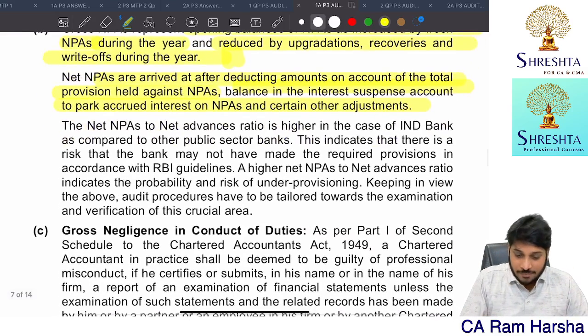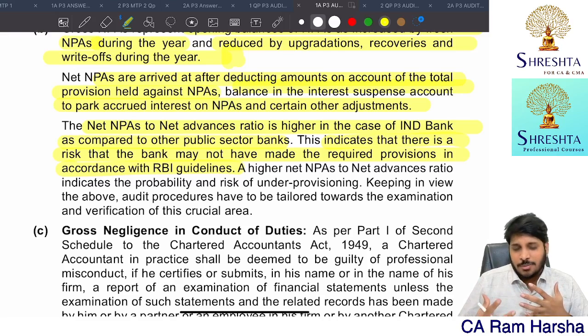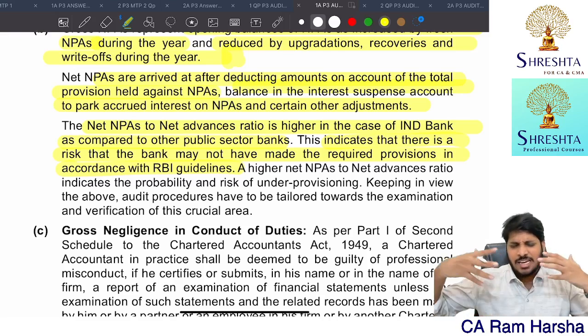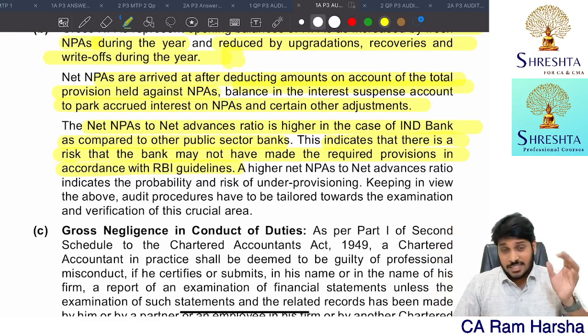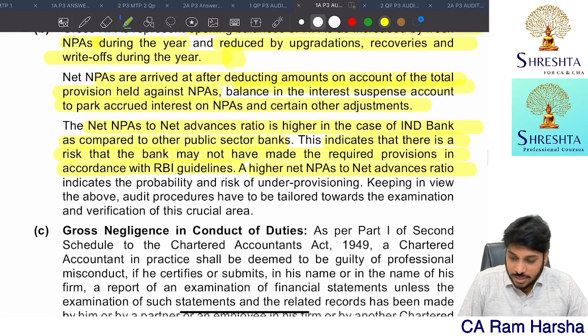Gross NPA minus provisions is equal to net NPA. That's it. The net NPA to net advance ratio is higher in the case of IND Bank as compared to other banks. So this indicates a high risk that the bank may not have made proper provisions as per RBI guidelines. If the net NPA ratio is higher, it indicates that the company has created lesser provision. A higher net NPA to net advance ratio indicates the probability and risk of under-provisioning.